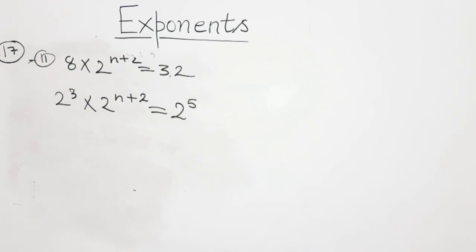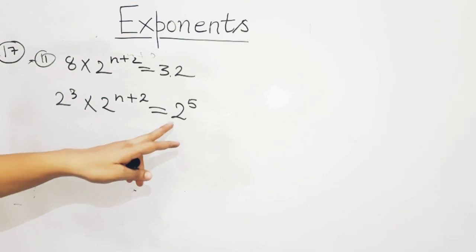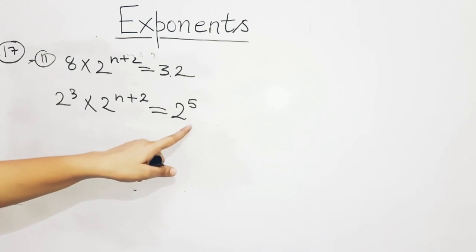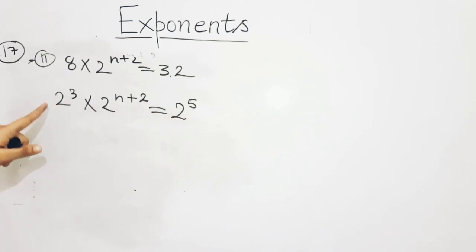Now why can 32 be written as 2 to the power of 5? Because once you multiply 2 five times you will obtain 32. 2 twos are 4, 4 twos are 8, 8 twos are 16 and 16 twos are 32. Now all the bases are the same. This is also 2, this is also 2, this is also 2.